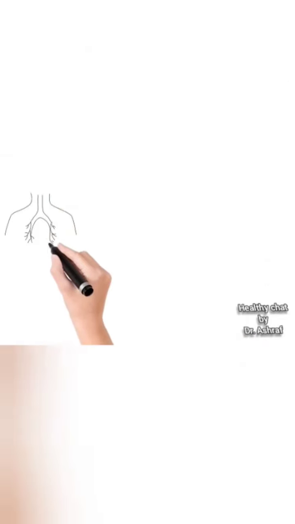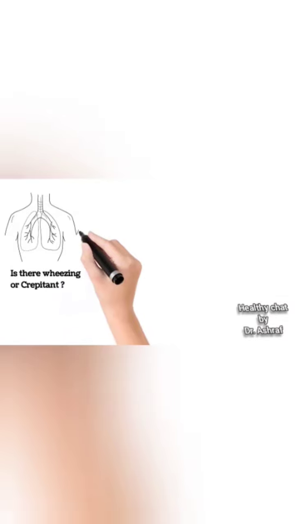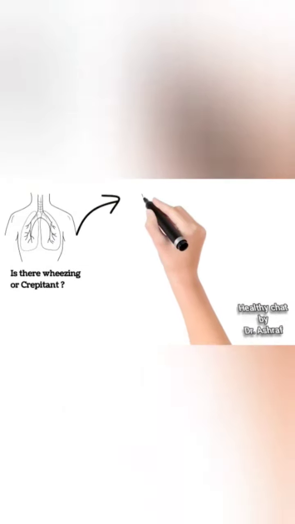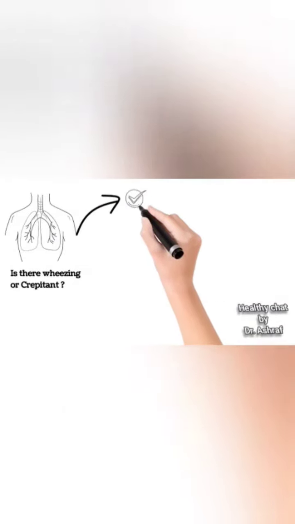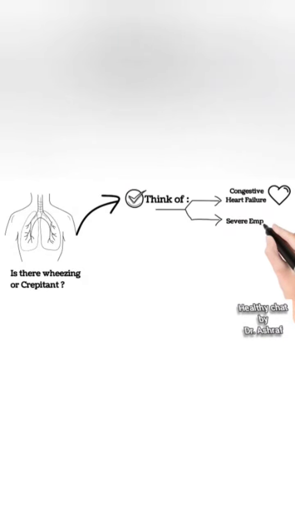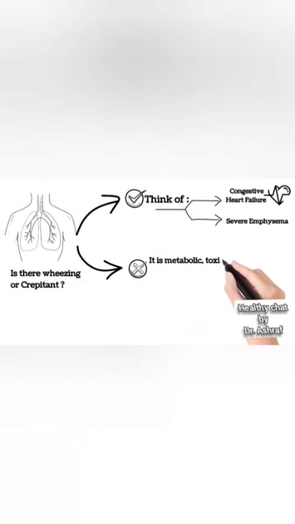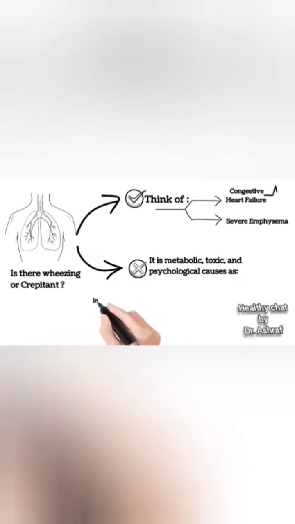Our last major clue comes from listening to the chest. If we hear sibilant wheezing or crepitant crackling rales, this points to primary respiratory or cardiac failure as the cause of cerebral hypoxia. Think of congestive heart failure or severe emphysema. If there are no significant rales, the list of possibilities is broad and includes metabolic, toxic, and psychological causes.